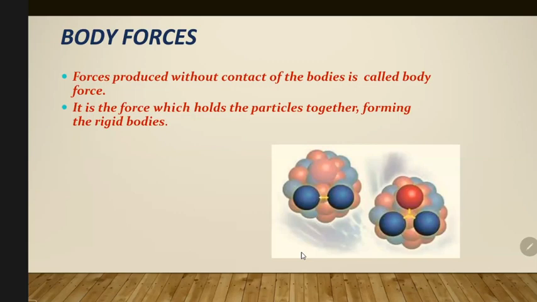And these forces basically are responsible for holding or forming the rigid bodies. If we do not have those body forces, what will happen? The particles will get scattered, right? You won't be able to have a rigid body.